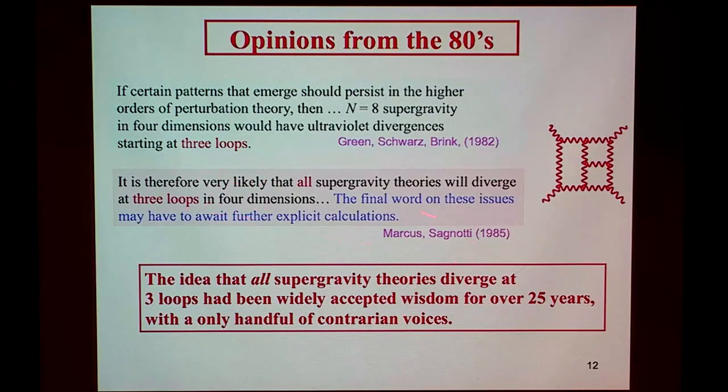And then here's another one. I like this quote a lot. Okay, it is therefore likely that all supergravity theories will diverge at 3 loops in 4 dimensions. That includes, of course, n=8 supergravity. And then they say, this is the great part, the final word on these issues may have to await further explicit calculations. And that's exactly what we're going to do.